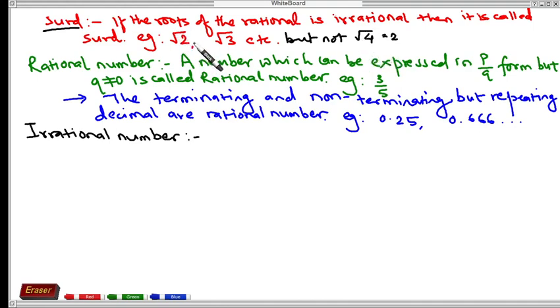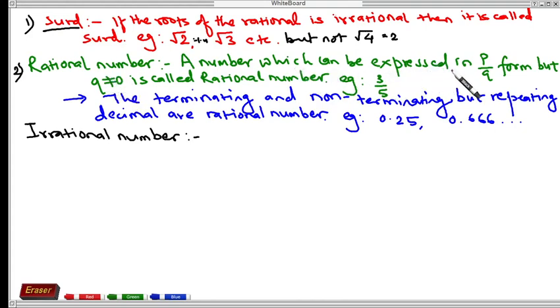But for root 2, we will get the value 1.41 like that. So it is an irrational number. That's why the root of a rational number that is irrational is a surd. First part we have discussed. And the second part is about rational and irrational numbers. We have studied the definition, but what is rational and what is irrational, that is also important.